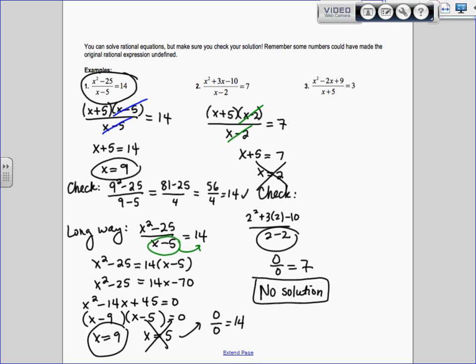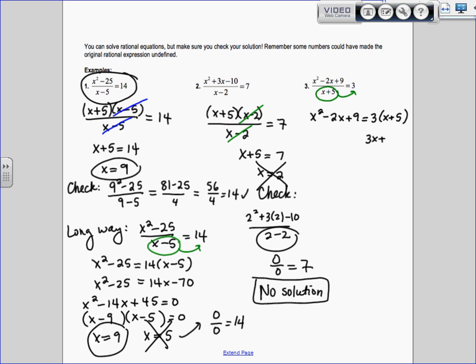All right, so what if we don't have things that can cancel? Like in this one, we have things that don't reduce out. Okay, so that means that when we can't factor actually, right? X squared minus 2x plus 9, it doesn't factor. So what we have to do is we have to multiply the x plus 5 over. So we're going to have x squared minus 2x plus 9 equals 3 times x plus 5.